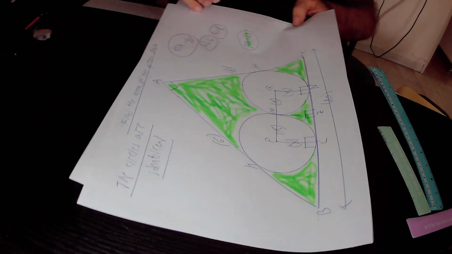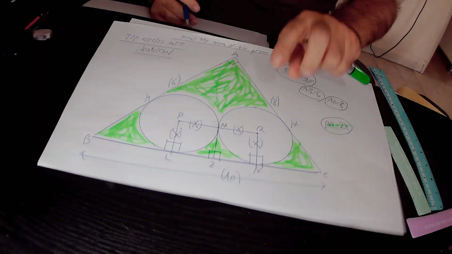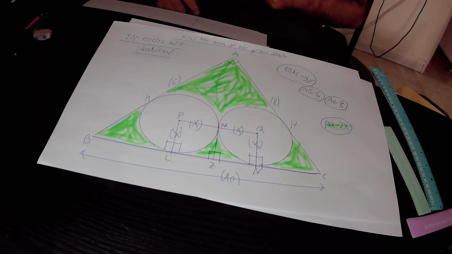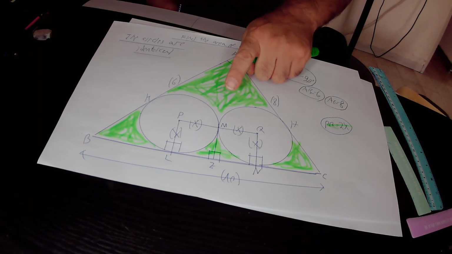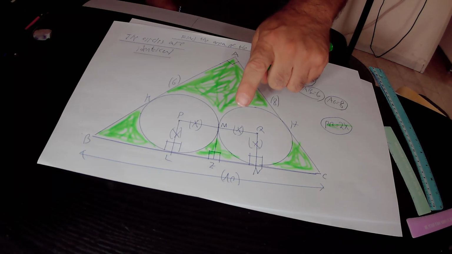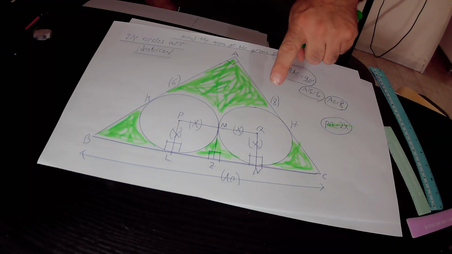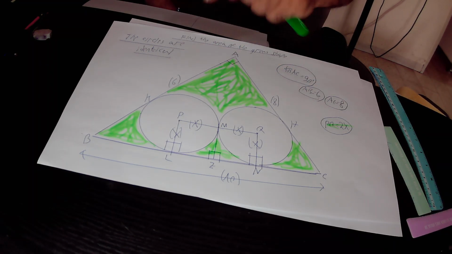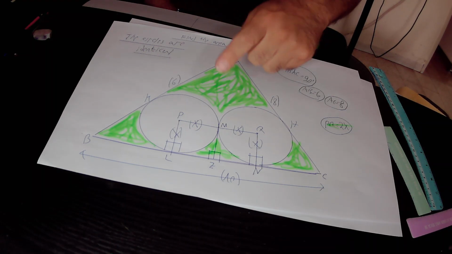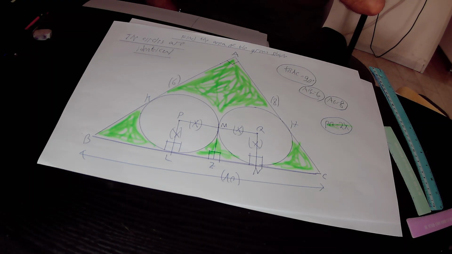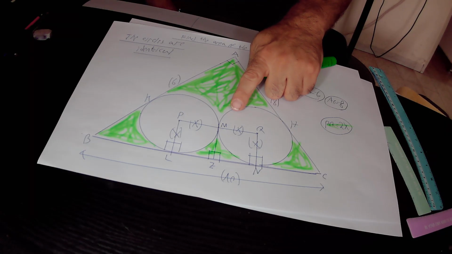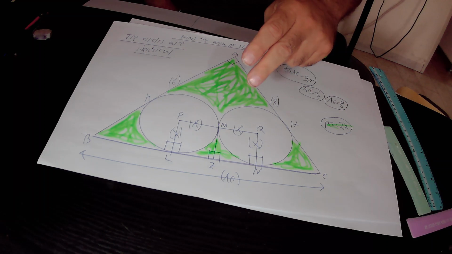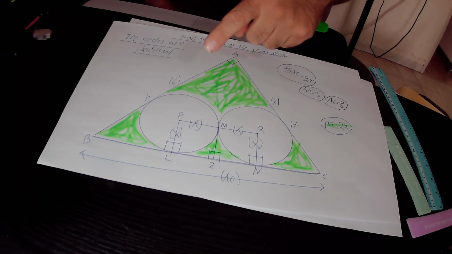What is the definition of this line ZM? ZM is a common tangent. So ZM is tangent to this circle at point M, and ZM is also tangent to this circle at point M. Because point M is the touching point, ZM must be a common tangent that belongs to both circles.